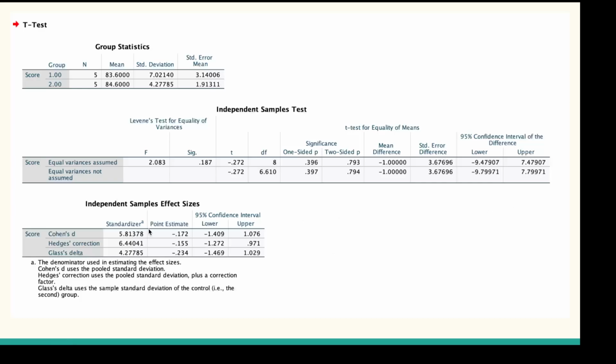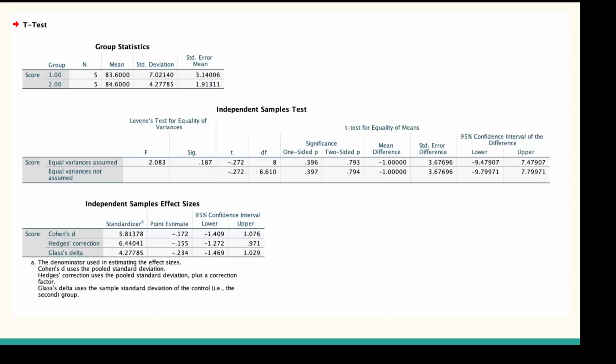Now let's move on to the independent samples effect sizes. This section provides various effect size measures to quantify the magnitude of the differences between the two groups. Cohen's d is a standard measure of effect size, which we've already gone over, calculated as the mean difference divided by the pooled standard deviation. In this case, Cohen's d is negative 0.172, indicating a small effect size.